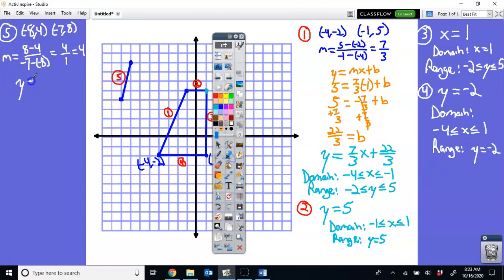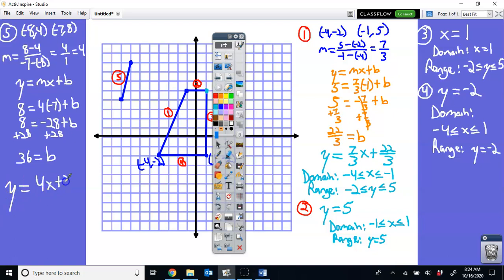When you go to find your b value, when you use your y equals mx plus b and you pick one of these points, I personally would pick the point -7 and 8. So I'm going to plug in 8 for y, plug in 4 for m, plug in -7 for x, and then I'm going to find my b value. Watch what happens here. You're going to get -28 when you multiply 4 times -7. And then you're going to add positive 28 to 8. That's going to give me 36 for my b value. That means my equation is y equals 4x plus 36.